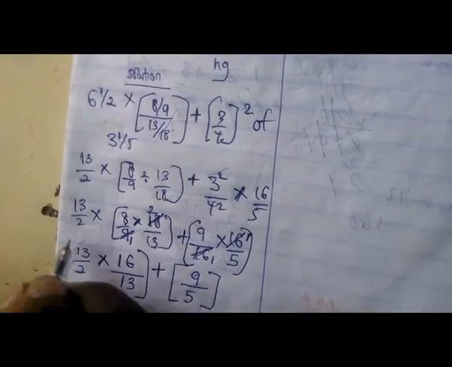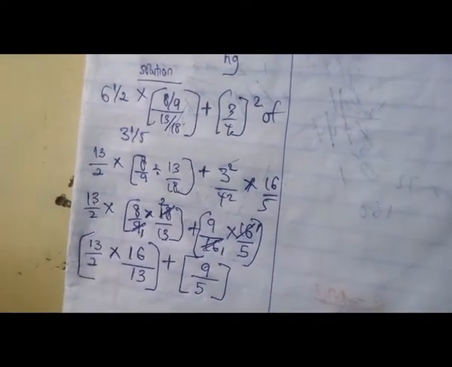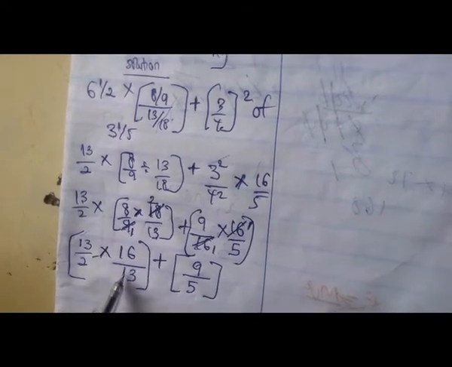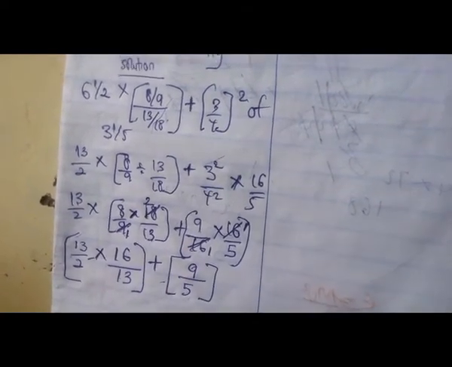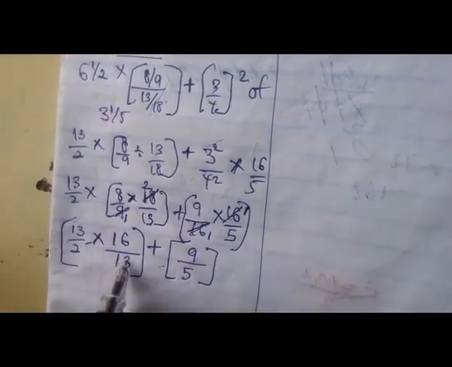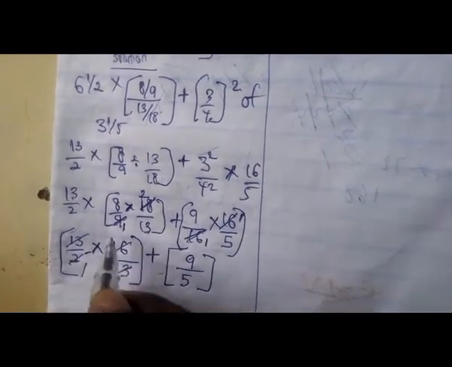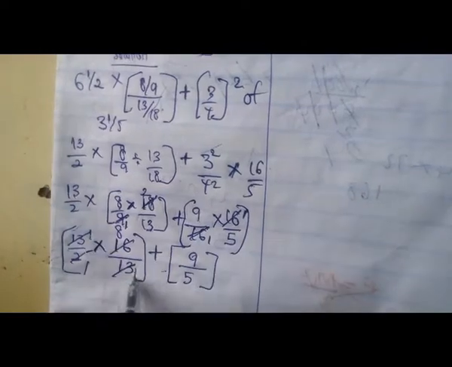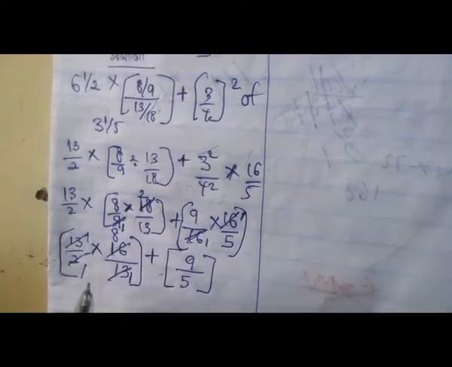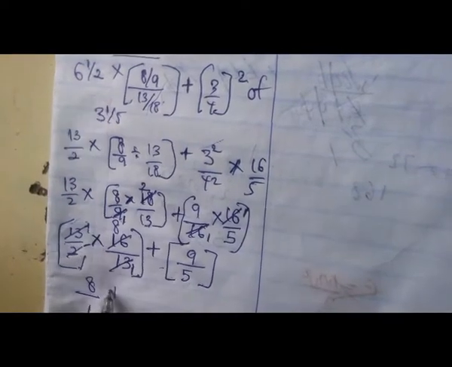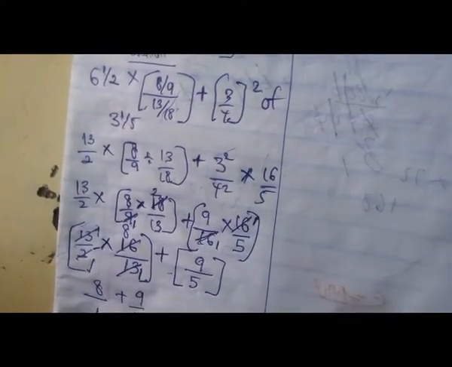Then put inside bracket, because BODMAS says we should solve multiplication before addition. So I'm going to multiply this one first before we add it together. Before we multiply, 13 can cancel 13. 2 here 1, 2 in 16 is 8. 13 here 1, 13 here 1. So 1 times 8 is 8. 1 times 1 is 1, plus 9 over 5. So this is what we got.